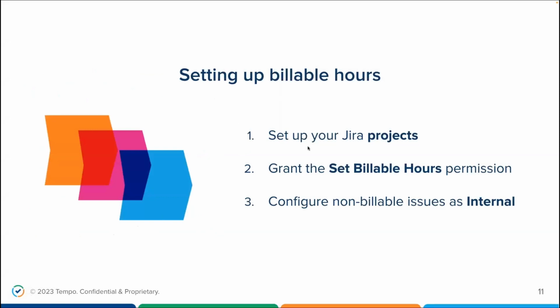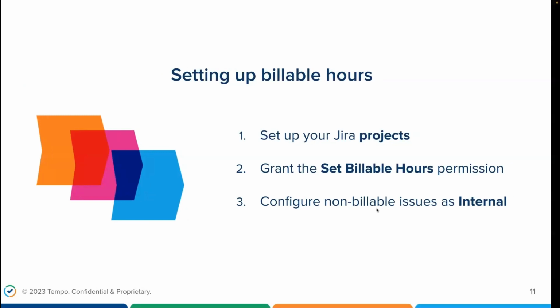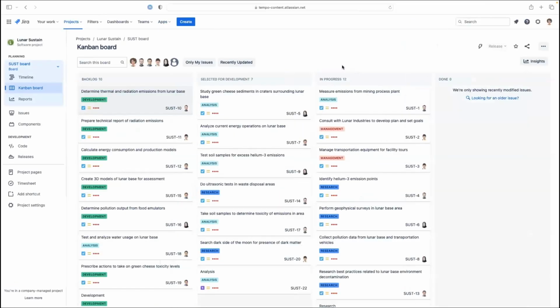So I'm going to start you off by showing the first 3 steps of the setup, which is setting up your Jira projects for your contract, granting the set billable hours permission for these projects, and then configuring the non-billable issues as internal. So I'm going to go over here to my instance.